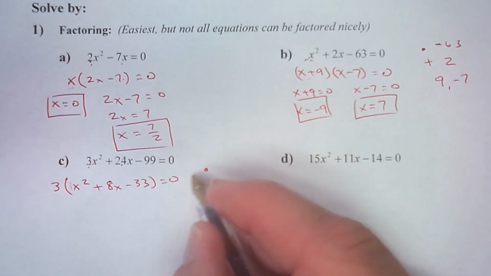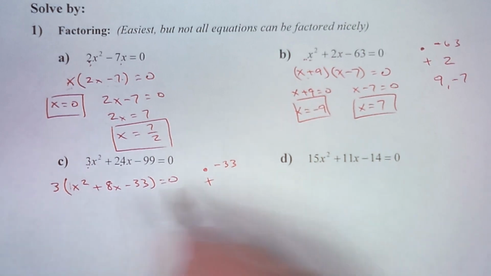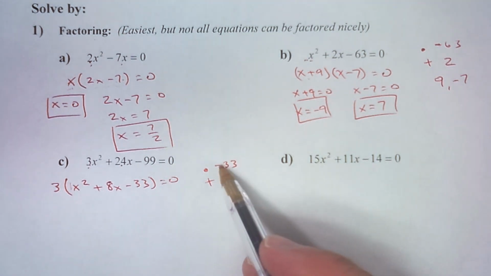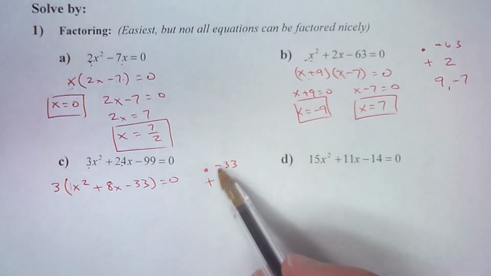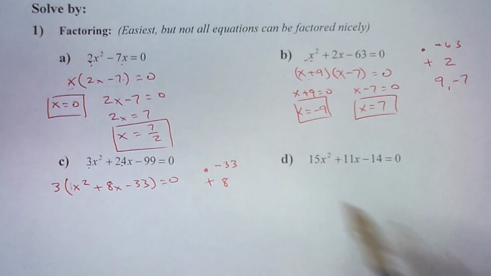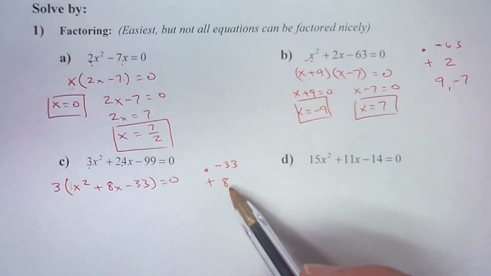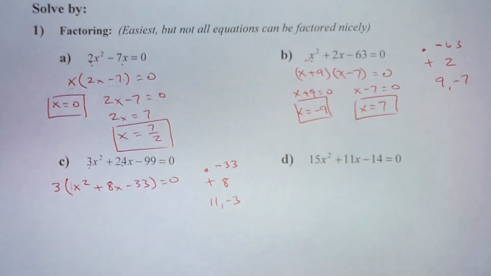So I'm looking for two numbers that multiply to negative 33 and add up to 8. Okay, so again, let's just ignore the negative and think of what multiplies to 33. There's 11 times 3. Now to multiply to negative, I would have to turn one of them negative. So can I take 11 and 3, make one of them negative, and they will add up to 8? And the answer is yes, 11 and negative 3 multiply to negative 33 and add to positive 8.